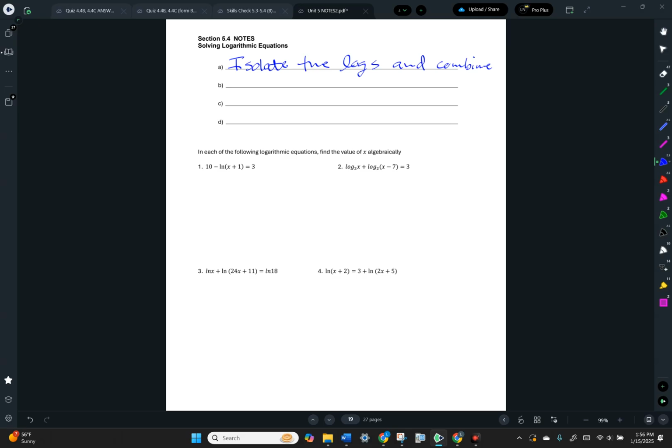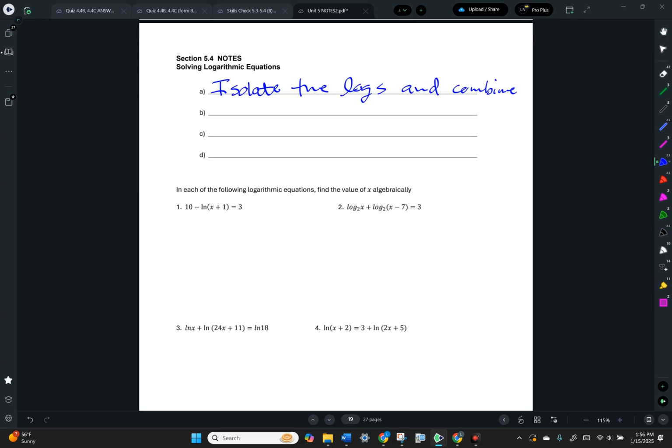If you look at number 1, there's only one logarithm, this natural log. So when we isolate it, that means you're going to move the 10 to the other side. However, on number 2, you can see that there are two logarithms. Now, they are both on the same side, so they are isolated, but you're going to need to combine those into a single logarithm, okay? Once you isolate the logs and combine them into a single logarithm, the next step is going to be to change to exponential form.